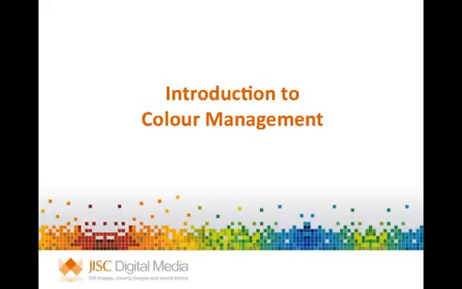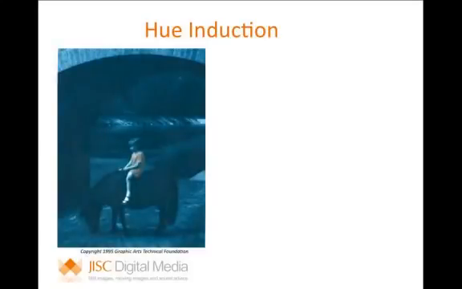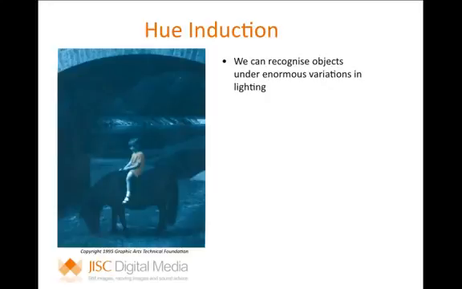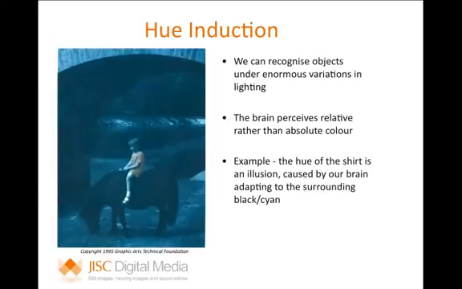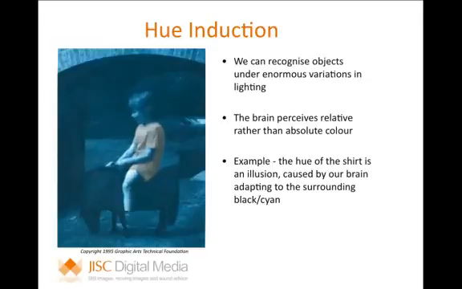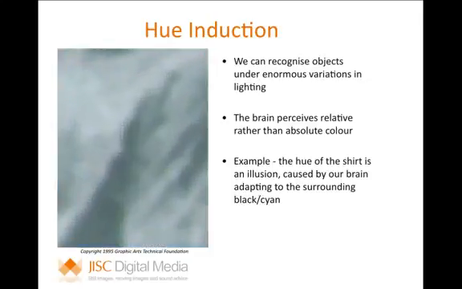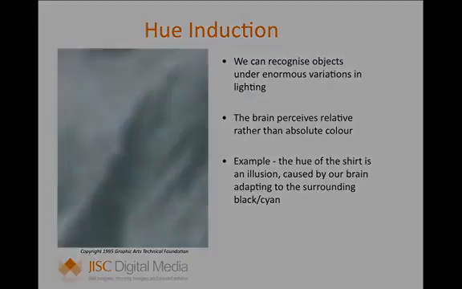In the ideal world, we would work under very controlled conditions to avoid our eyes being misled. So let us have a look at some of the factors that affect the way we interpret colour. Hue induction. Our eyes recognise objects under all types of lighting. The brain perceives relative rather than absolute colour. In the example we have here, the abundance of blue colour confuses our eyes and the child's shirt appears to have a warm tone. When we zoom in, we can see that it is actually grey.